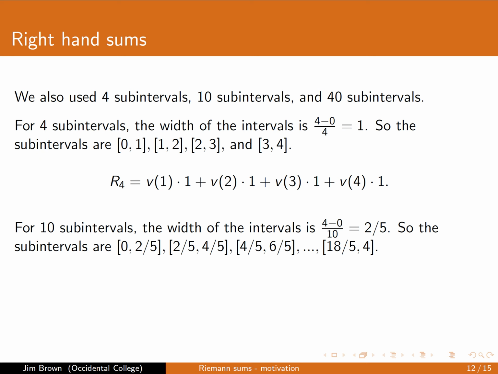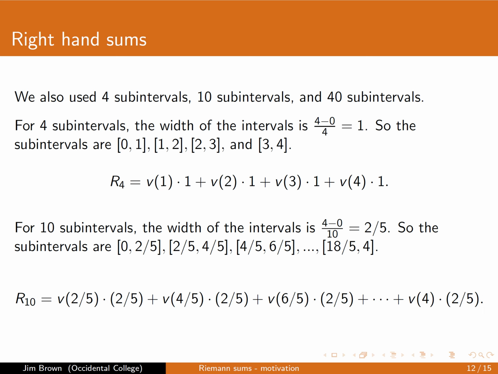For 10 subintervals, it's a little bit more complicated just because the width of the subintervals isn't quite so nice. In this case, our length is still 4, and we're dividing it into 10 pieces. So 4 divided by 10 is 2/5. Each of our subintervals has length 2/5. We start at 0 and go a length of 2/5 over. Then we go from 2/5 another 2/5 over to get to 4/5, 4/5 to 6/5, and so on, until our very last one is going to be 18/5 to 4. Notice 18/5 is 4 minus 2/5. So those are all of our subintervals.